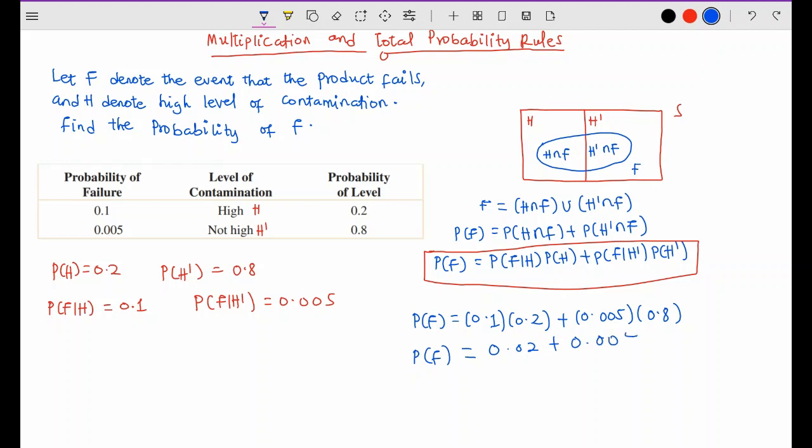0.004. So let's add these two and see what you're going to get. You have 0.02 plus 0.004, which gives us a value of 0.024. So the probability of failure is 0.024.